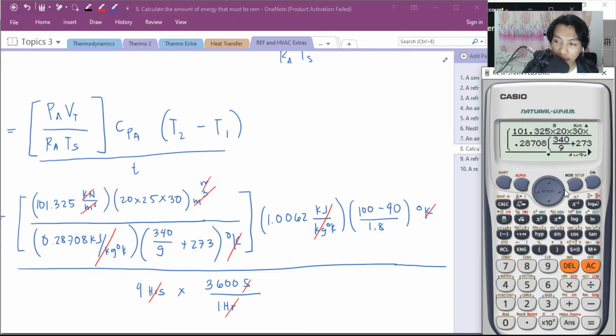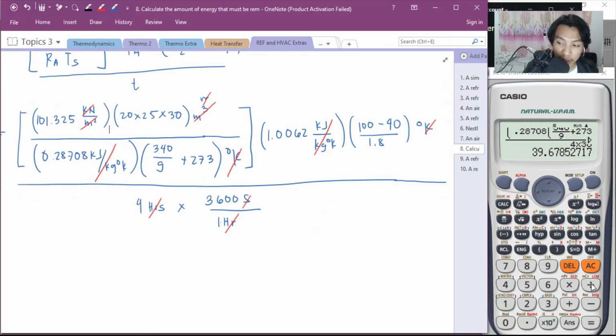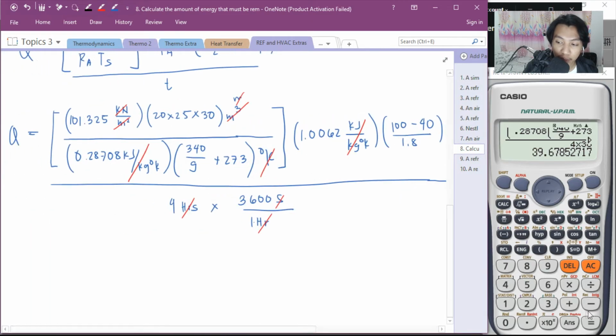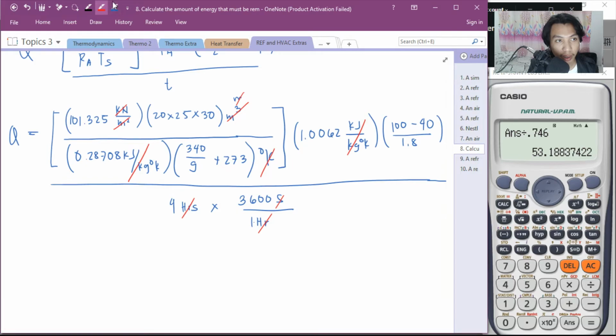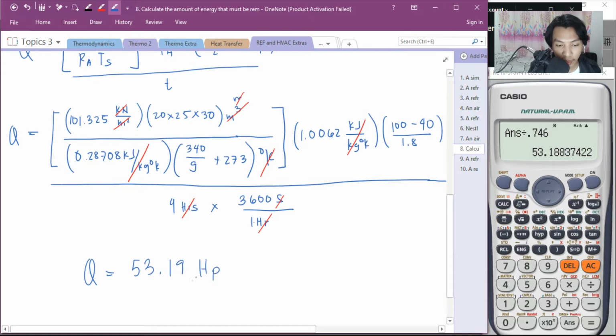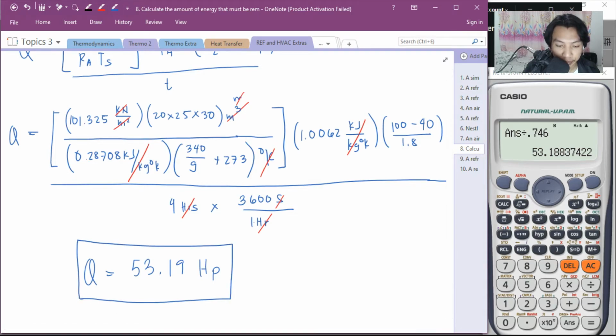Oh, anyari? Ayun, hindi ko nalagyan yung taas. Ayun. So, that is 39.67 in kilowatts. And then, meron pang nasa dulo, divide by 0.746, okay. The answer will be 53.18. Okay. Your power or the heat that is rejected to the system is 53.19 HP. Okay. That is for problem number 8. Let's go to the other problem.